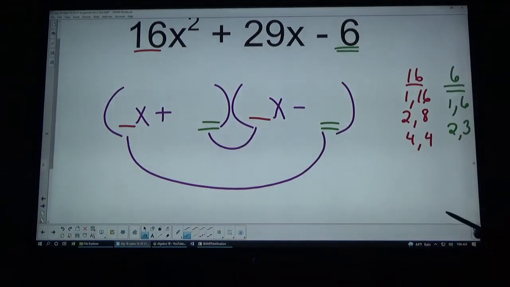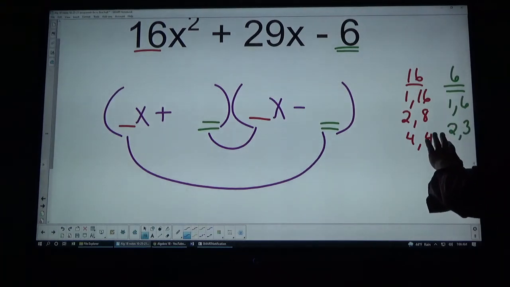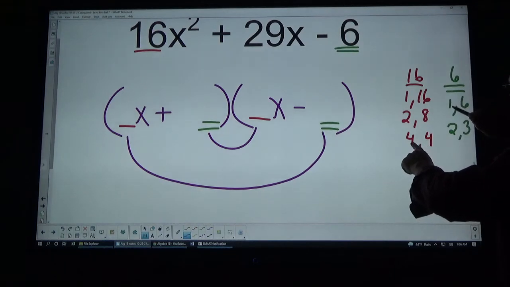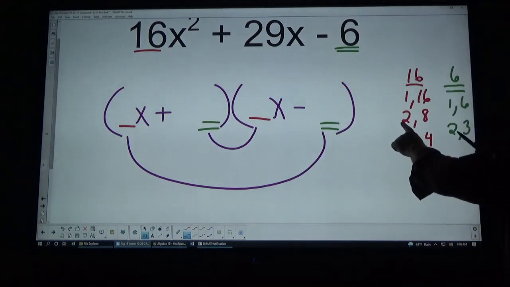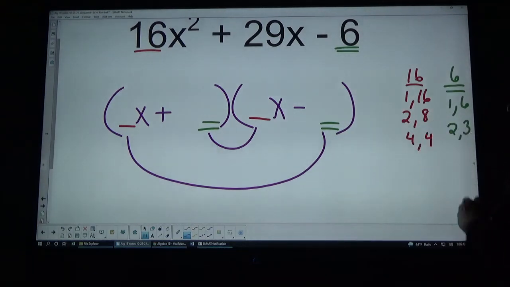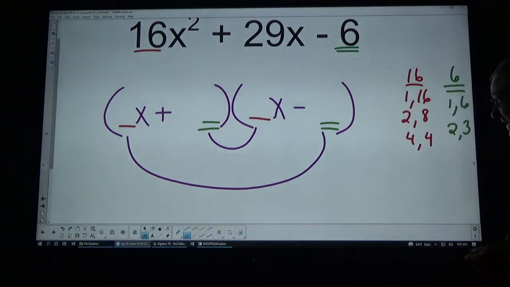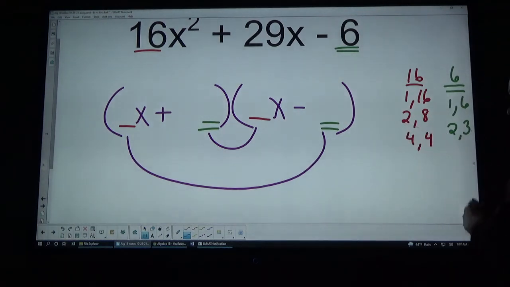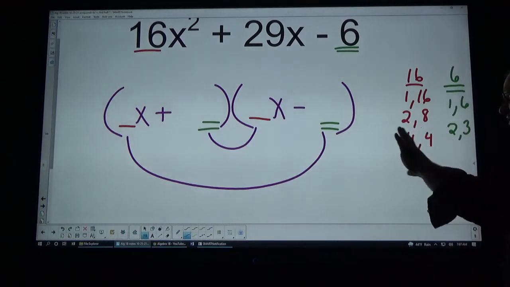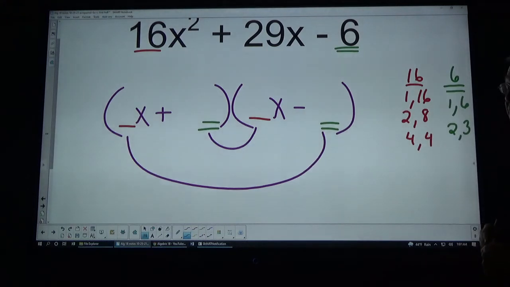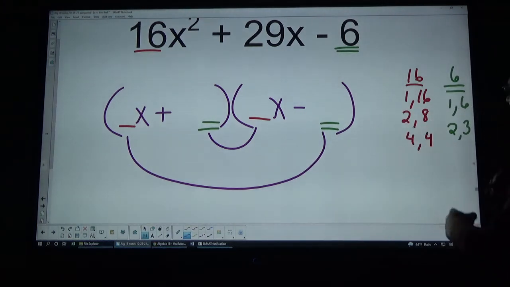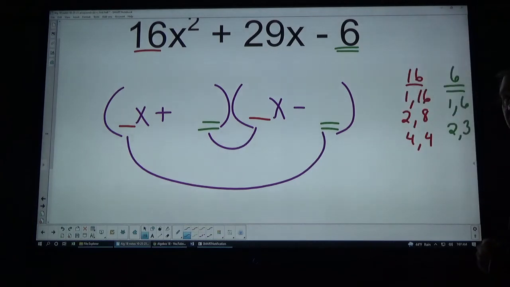8, 12, that's not going to differ by 29. All right. So I could even try that up here. 4 and 24 still doesn't differ by 29. So I'm throwing 4 and 4 out. Let's try 2 and 8. 4, 24. Well, that differs by 20, not 29. 16 and 6 only differ by 10. So I can try it up here. 2 and 48. Nope, that doesn't differ by 29. 8, 12 still doesn't differ. So 2 and 8 are gone.